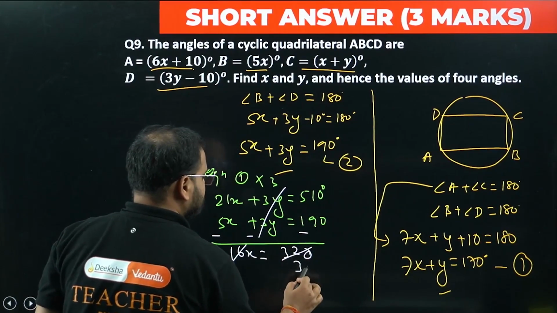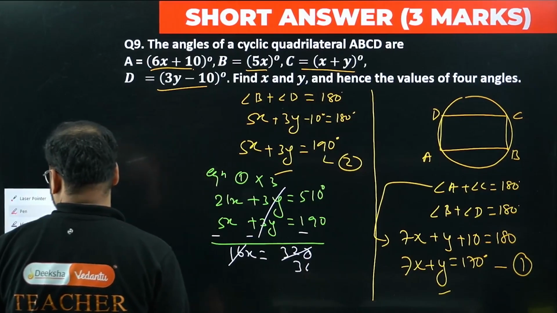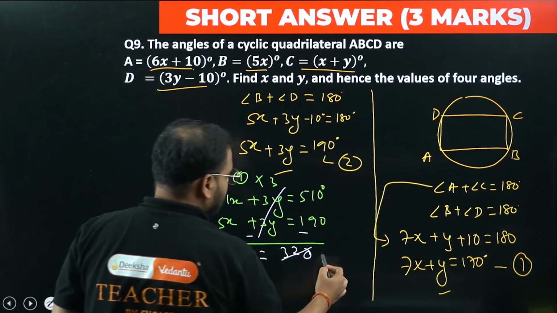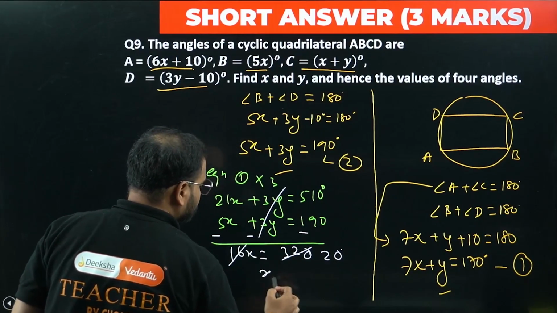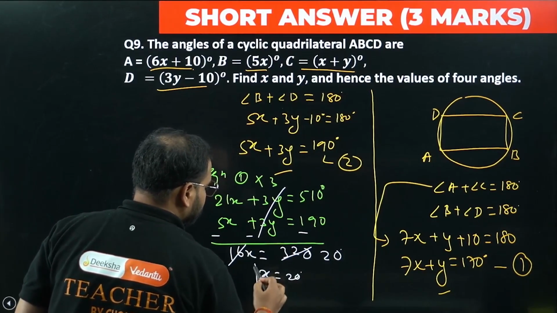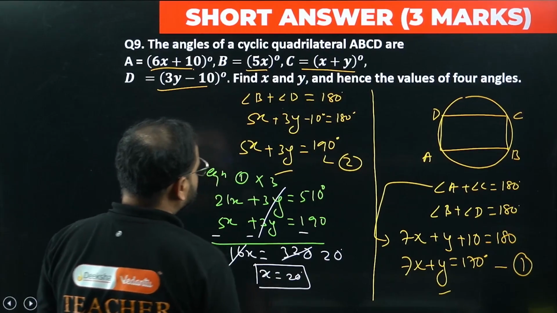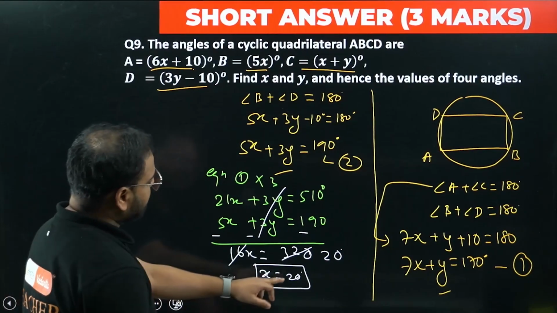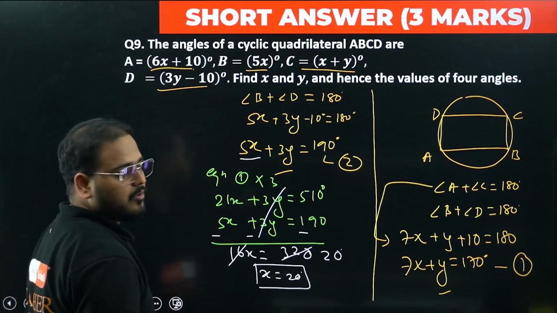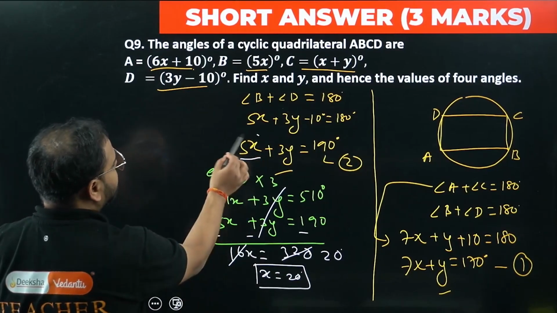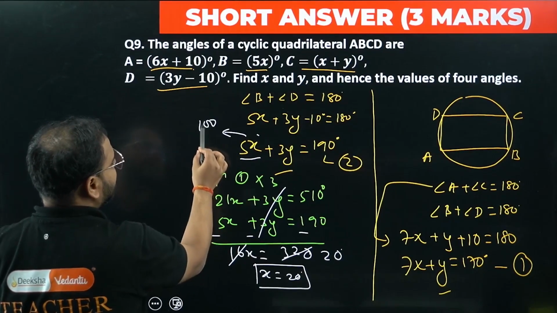16 times 20 is this. So I'm getting x equals 20 degrees. Now what about y? Put it in this equation only. If you put x as 20 in equation number 2, this will become 100, right? This will become 100. Bring this 100 on this side.